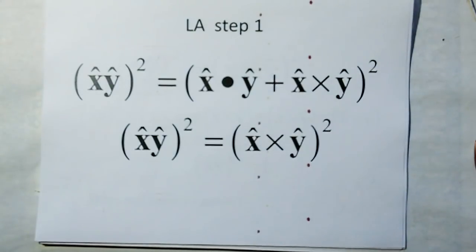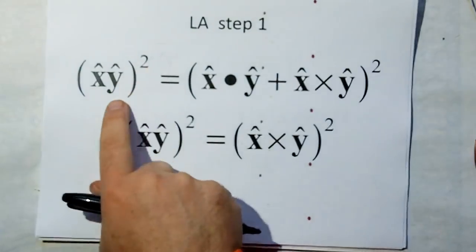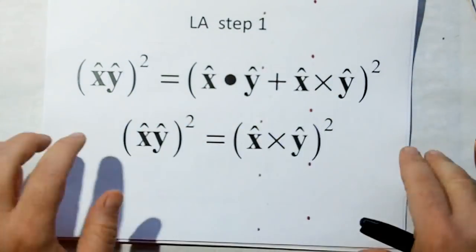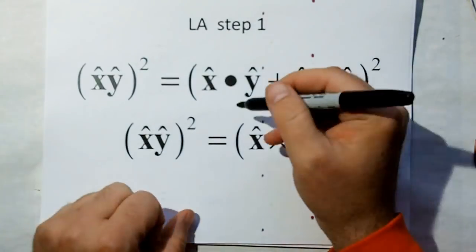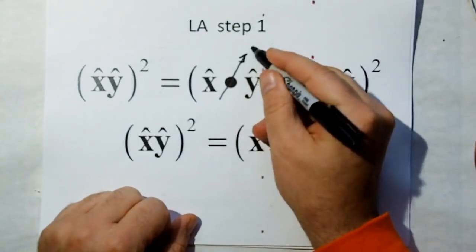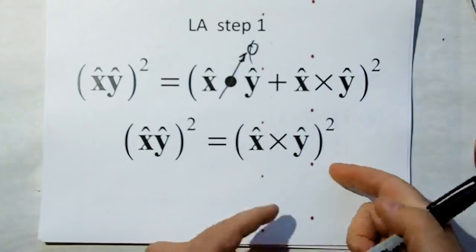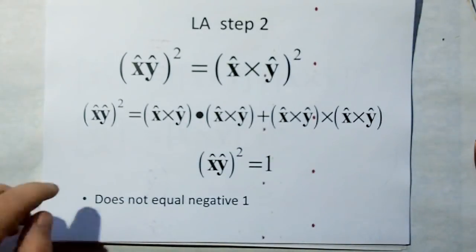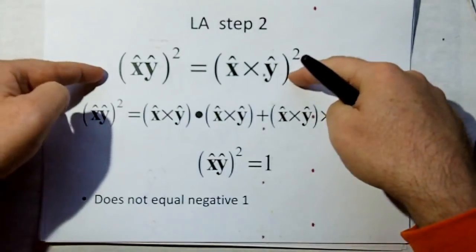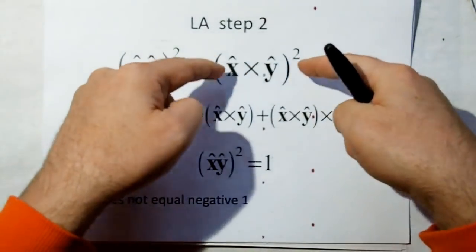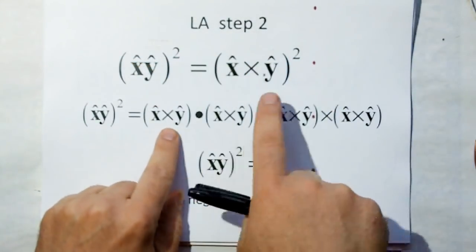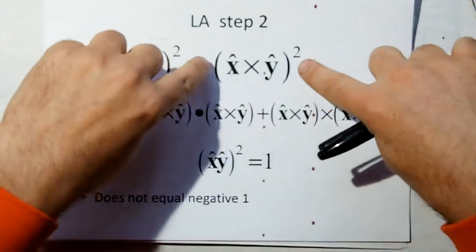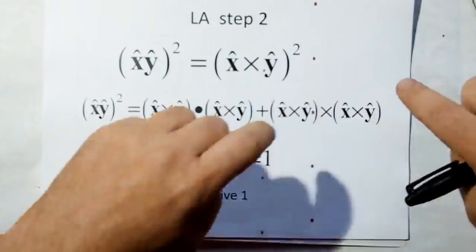Okay, we're going to do the same thing. Here's our xy squared. We're going to substitute the dot product and the cross product. Again, the dot product of orthogonal vectors is 0, which leaves a cross product squared. This is just copied from what we had before. Now we have this. So now we have the dot product of this times this, and the cross product of this times this.